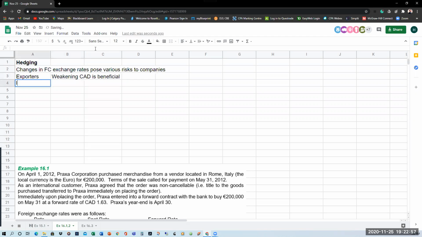For importers, on the other hand, people that import stuff and have to pay for it in foreign currency, and keep in mind, even the US dollar is a foreign currency for us. So if our Canadian dollar weakens against the US dollar, and if you're importing stuff from the US, you will have to pay more for the material that you're importing. So a weakening Canadian dollar will be, what's the opposite of beneficial? A weakening Canadian dollar is adverse.